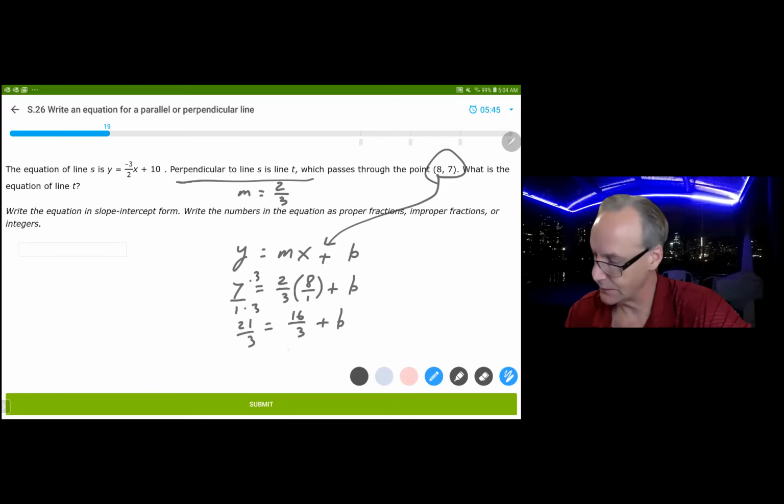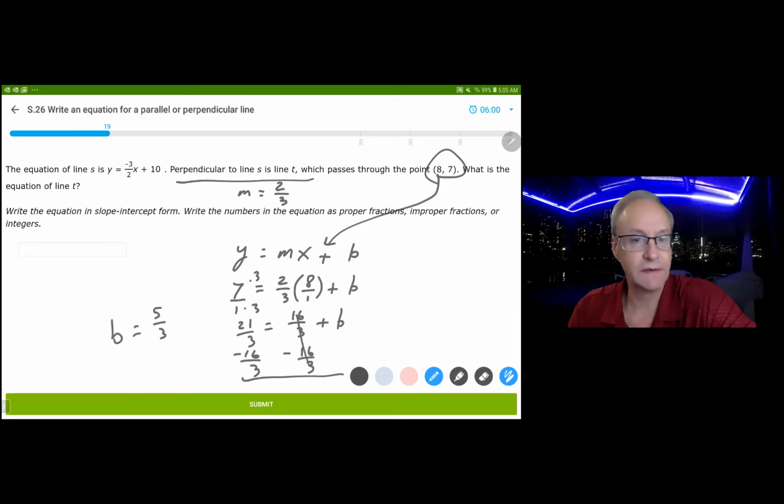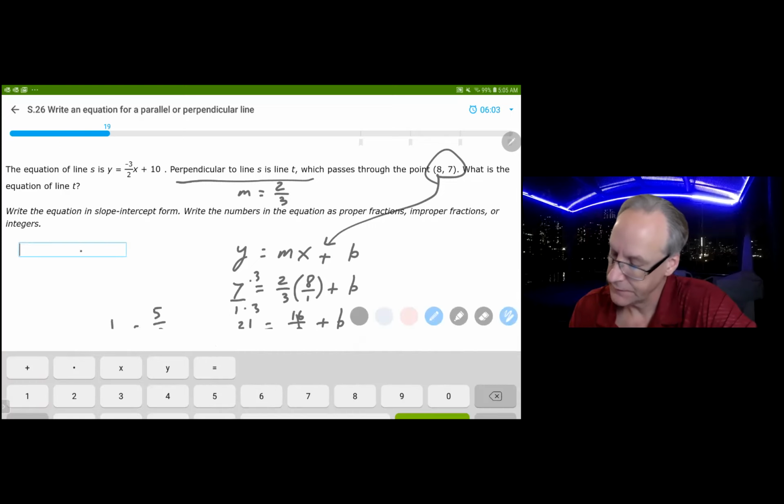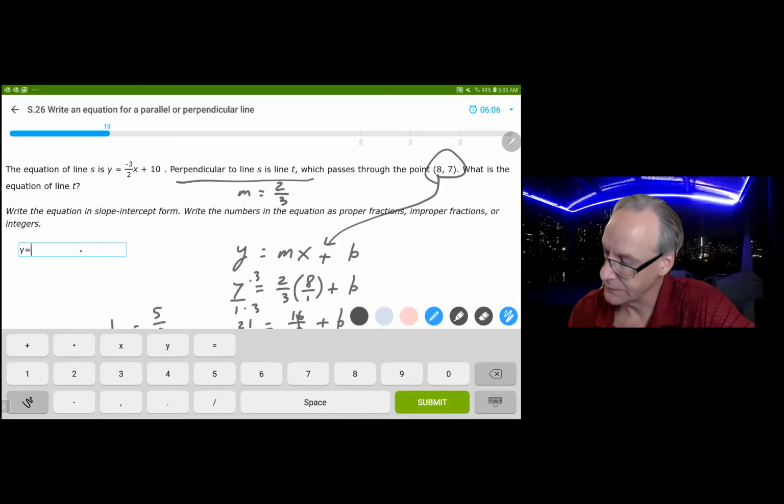Subtract the 16 thirds from both sides. Now remember, as long as you have a common denominator, you just subtract your numerators, and we get b is equal to, this is going to be 5 over 3, isn't it? So we're almost done. We still have to write our equation. So this equation is y equals 2/3 x plus the 5 over 3. And looks like we're done.